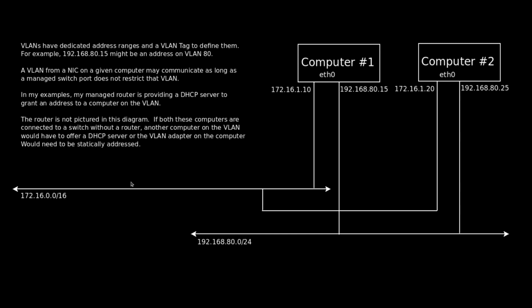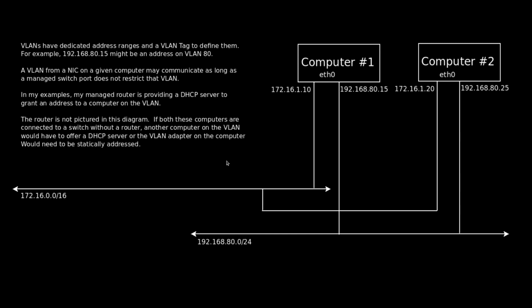So a VLAN from a NIC on a given computer may communicate as long as a managed switch port does not restrict that VLAN. So if this were going through a particular switch to connect to this VLAN down here, and that switch port said that this was VLAN 20, we wouldn't be able to connect to this main LAN. And if this computer were just to boot up under normal circumstances, it would be communicating on that other VLAN without knowledge that it was really on a particular VLAN.